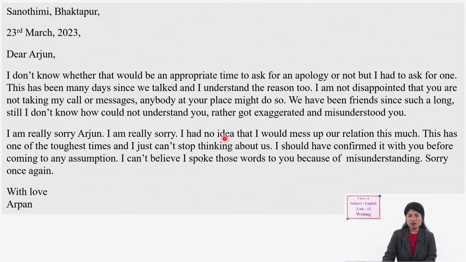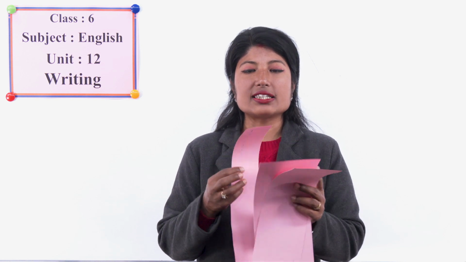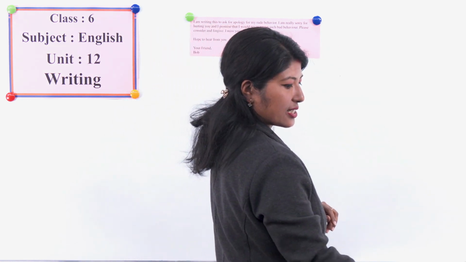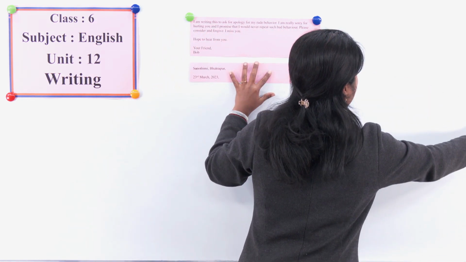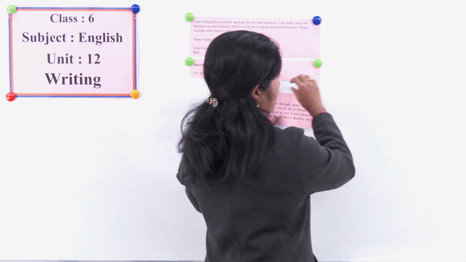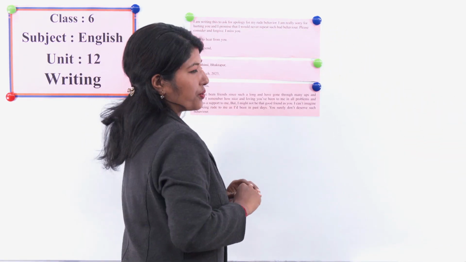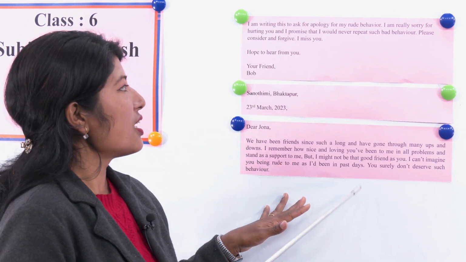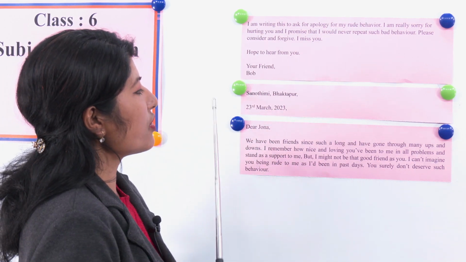Now I have one more example. I'm going to show it on the board. Okay, and this I have cut into pieces, and we are going to arrange it. Okay, let's arrange it, and then we will read it out. So here it goes. Okay, this point, and then next one is here. Okay, here it is. One more piece here. Okay, this is the whole letter in pieces. So what do you think, which piece comes first?